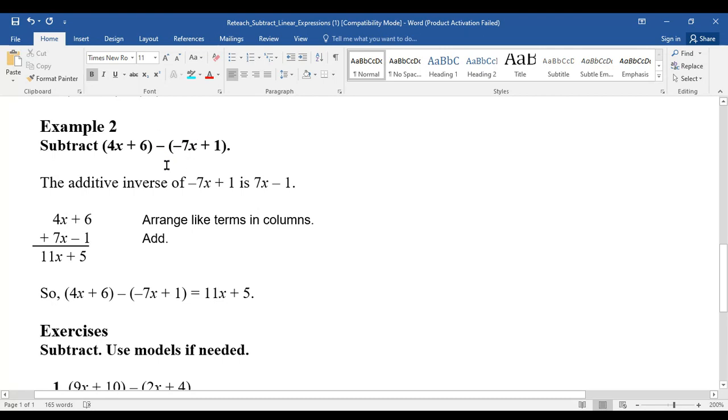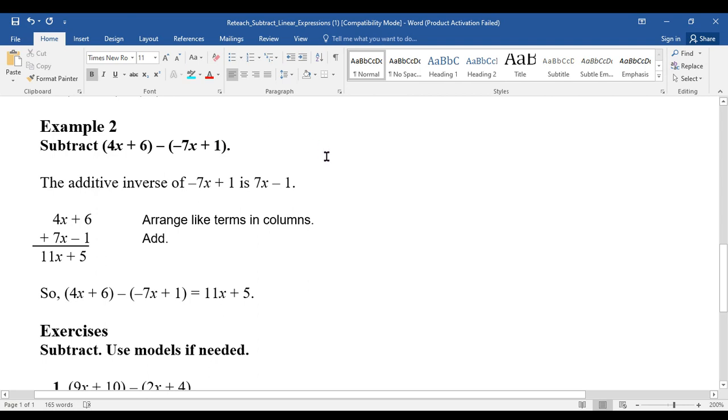So remember, when we would subtract, we would add the opposite. So if I'm going to add the opposite of a negative 7x, it is a positive 7x. The opposite of a positive 1 is a negative 1. And it's almost like we've distributed this negative to both values inside the parentheses.